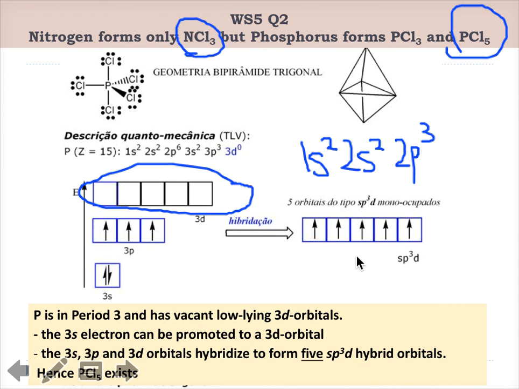If it wants to use the d orbitals, it needs to go to the next principal quantum shell, which is too high in energy. But in the case of phosphorus, promoting from the 3s to the 3d is energetically feasible. So therefore it's able to form the 5 sp3d orbitals to form eventually PCl5.